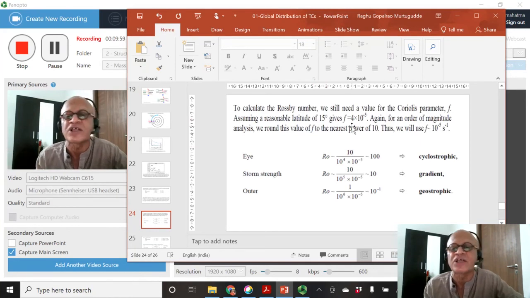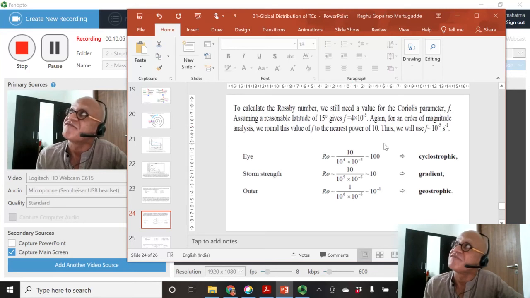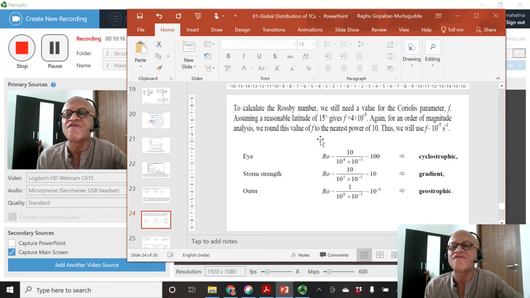I think you know how to calculate Coriolis at a given latitude. 2 omega cosine phi, or is it sine phi? Make sure I'm doing it right. Cosine would go to sine phi, so 2 omega sine phi. Again, for an order of magnitude analysis, we round this value of f to the nearest power of 10. So we can use f of 10 to the minus 5.